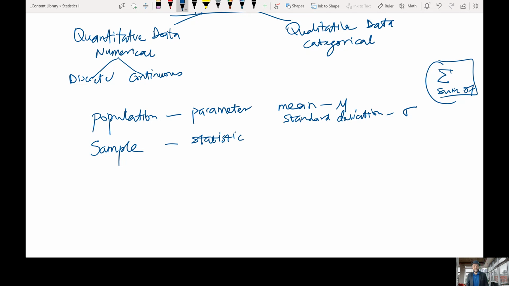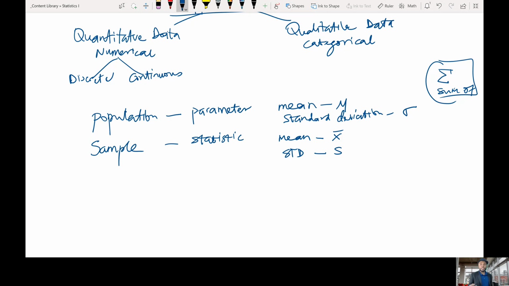And we're here to learn statistics. So the characteristics of a sample is a statistic. Now one way you can remember these differences: for a sample, we use English letters, the Roman letters. The mean will be X bar, and the standard deviation is S. Okay.